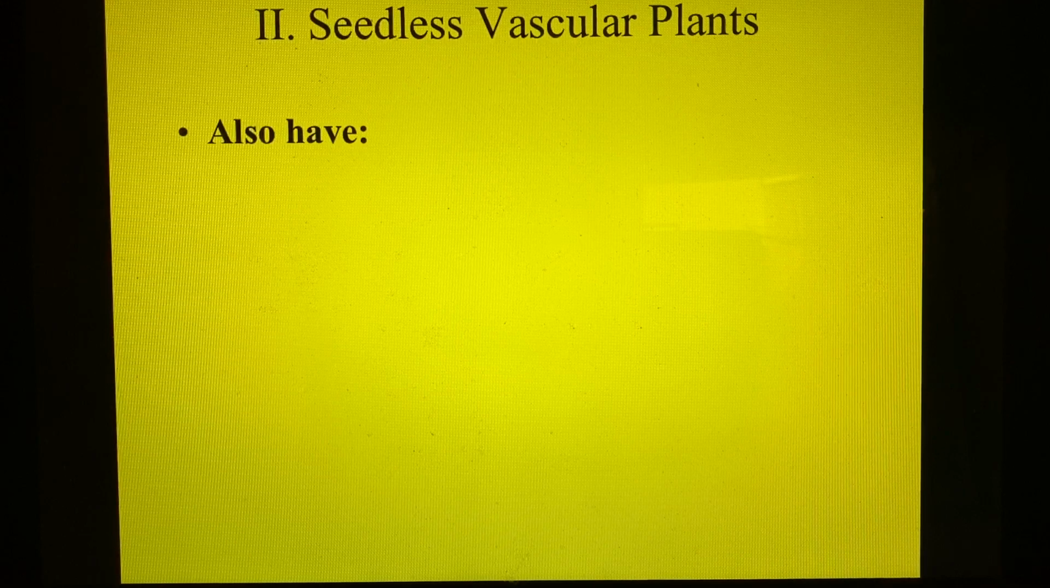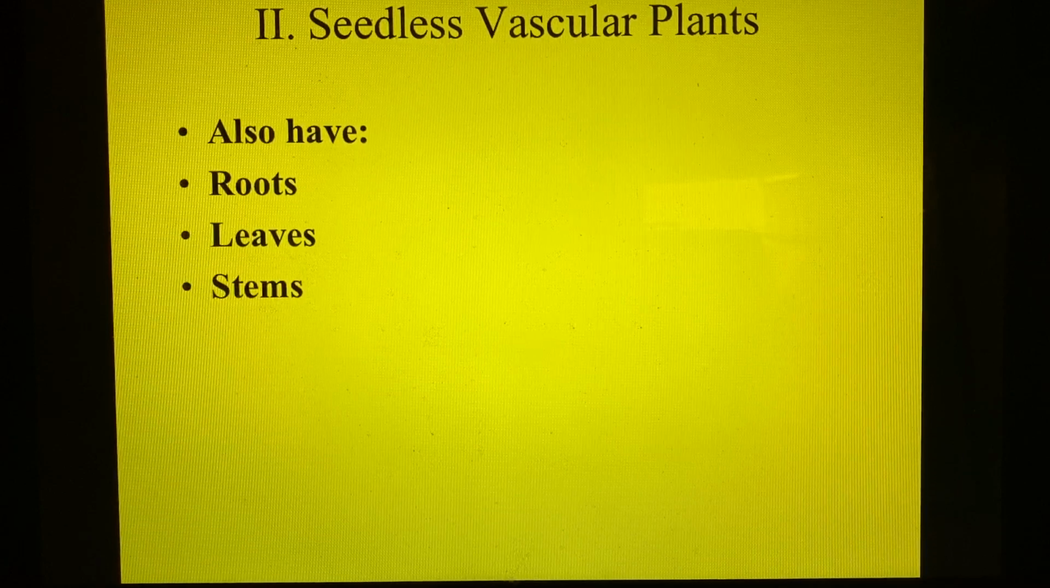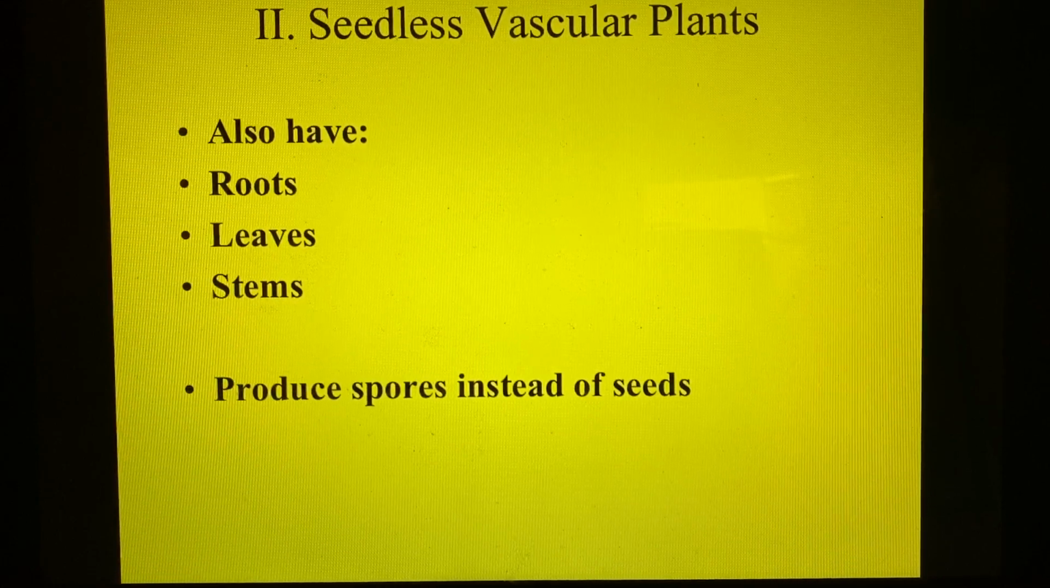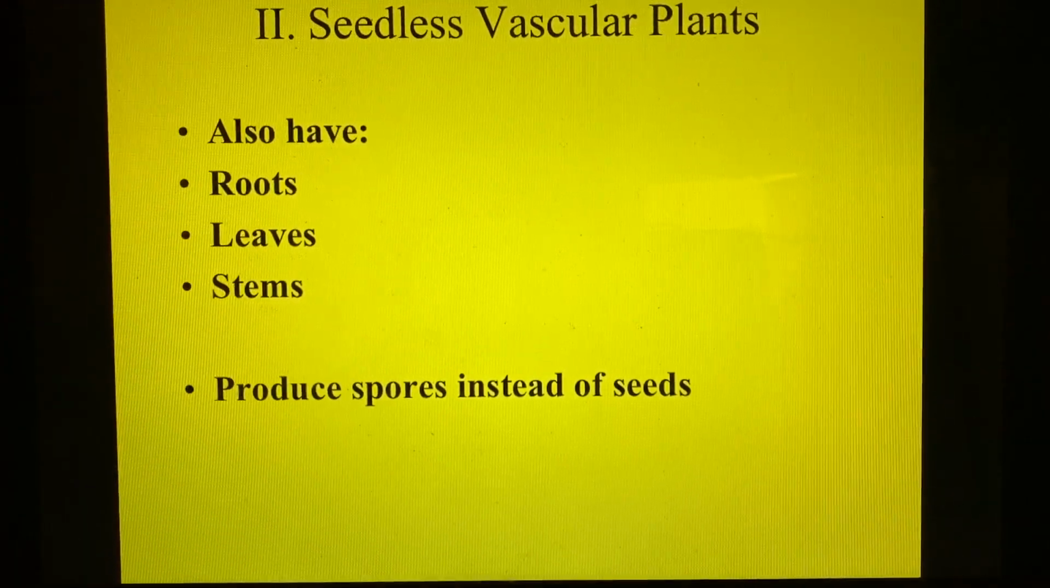other characteristics of seedless vascular plants. They also have, now this is different, okay? They have roots. That last group did not have roots. Remember, they had rhizoids. They have leaves, real leaves, not bodies that look like leaves, real leaves for making sugar through photosynthesis. And they have stems, that central core part to the plant that holds them up. So this is also an advancement. Pretty cool. They produce spores instead of seeds. They're seedless. Okay, you don't see seeds until the next group.